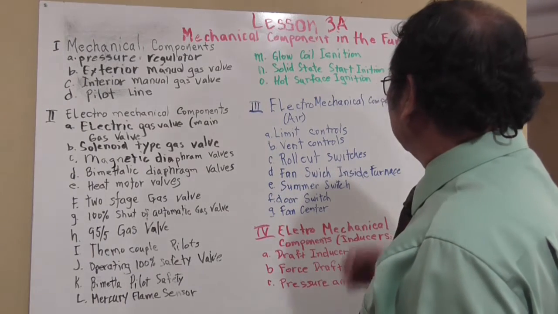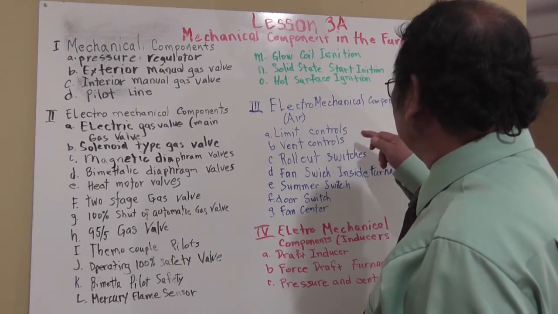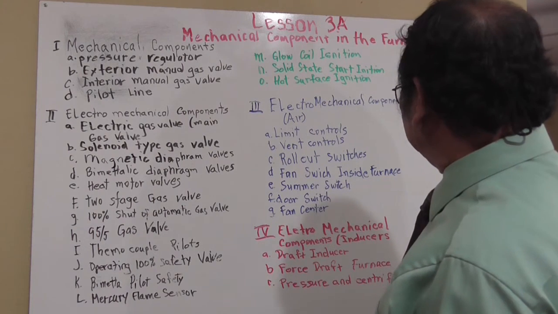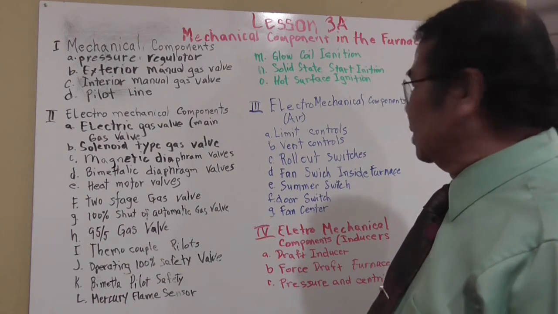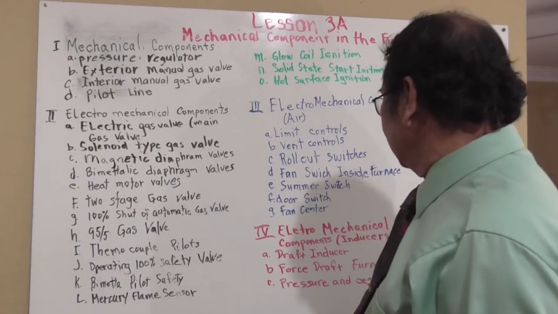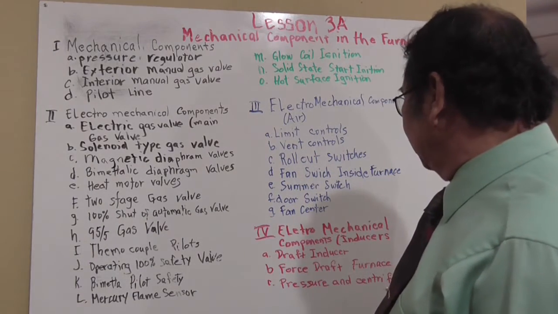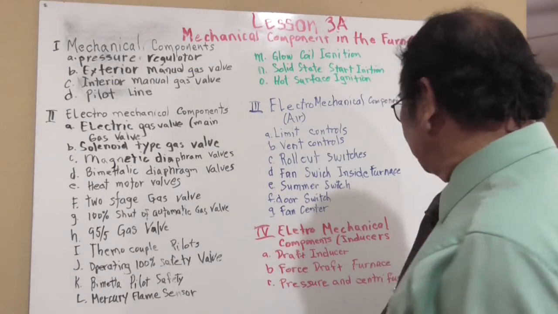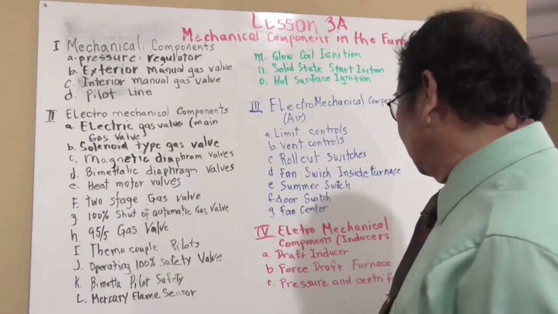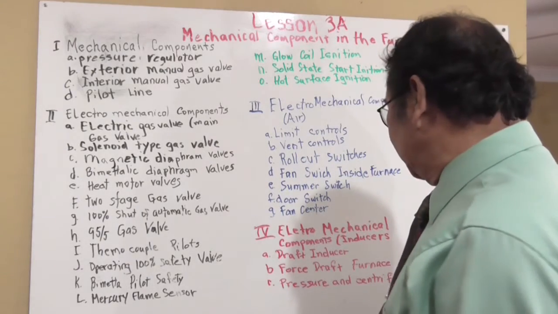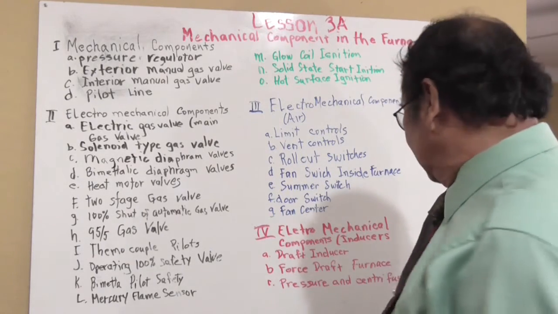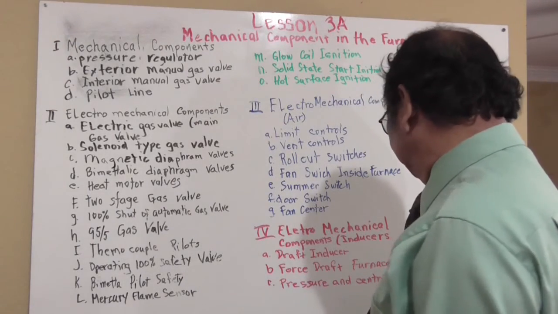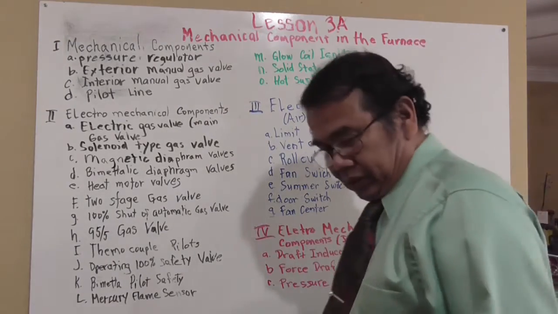We're going to talk about the limit control, bent limit control, rollout switches, fan switch inside the furnace, summer switch, fan, sander. And then on number 4, electromechanical component inducer, I'll be talking about the draft inducer, forced draft furnace, and then the pressure and the centrifugal switch.